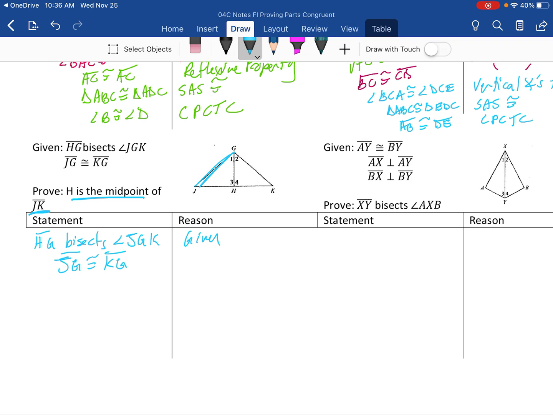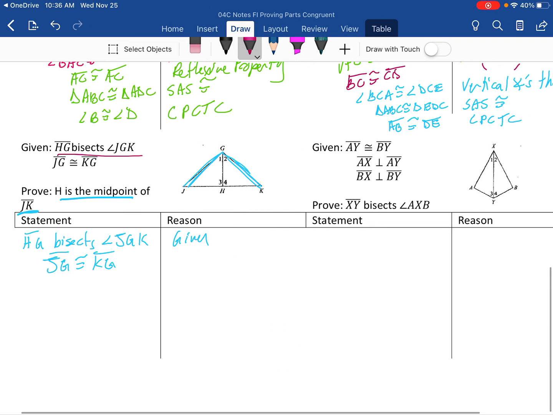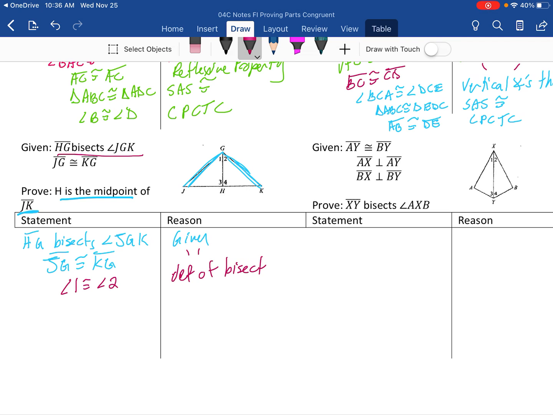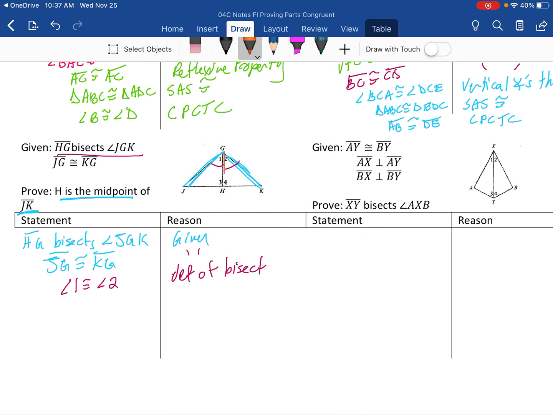I know JG is congruent to KG. I'm given that HG bisects angle JGK. So that means that angle 1 must be congruent to angle 2. That was given, definition of bisect. So I know that those are congruent. And then I'm looking for my third thing. I know GH is congruent to GH. And that's reflexive property.